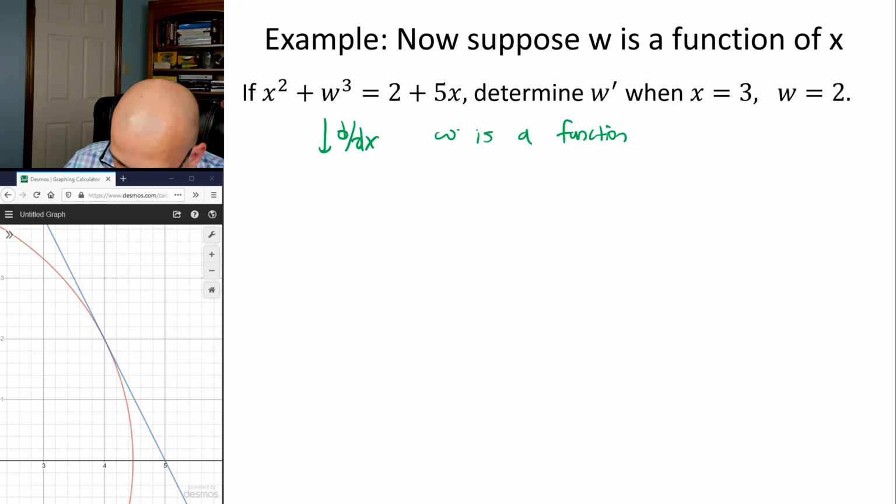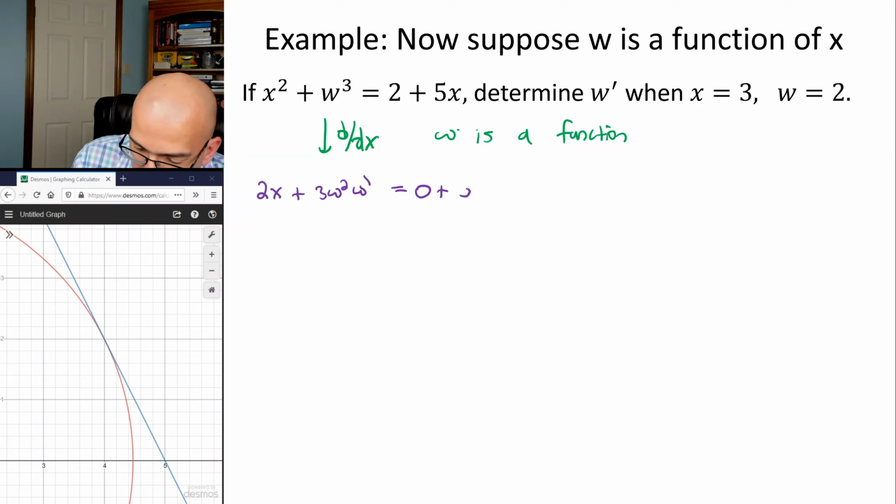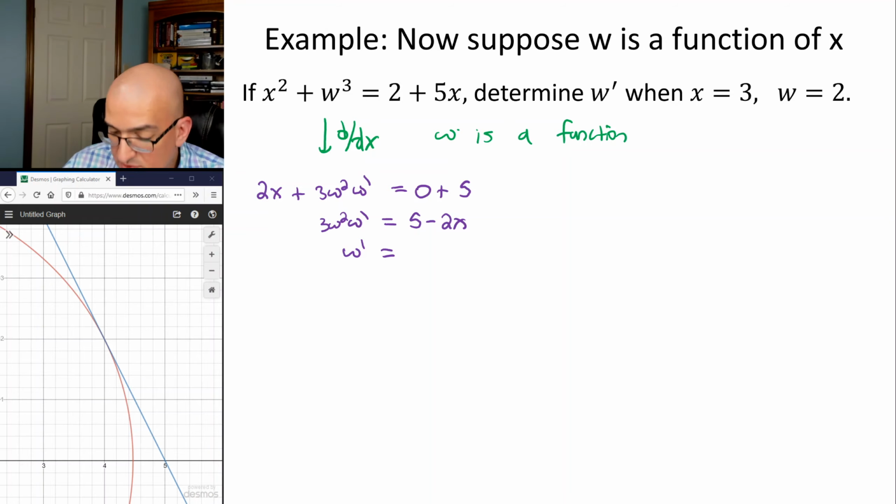W is a function, so it needs a stealth chain rule. Needs implicit differentiation. So when we take the derivative, we get 2x plus 3w squared w prime equals 0 plus 5. We need to isolate for w prime, so I'm going to subtract 2x from both sides. And then divide both sides by 3w squared. So 5 minus 2x divided by 3w squared.